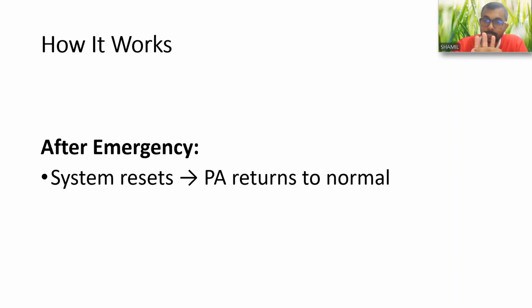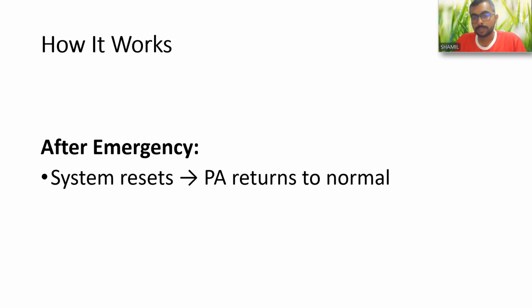So we have seen three situations. One is during normal condition. In the normal condition, the PA will be playing its own content, and the fire alarm system will continue monitoring the situation. When the fire is detected, the fire alarm signal will be activated, and it will send a signal to the public address system, and the PA will override all other audio and will start playing the emergency evacuation messages, which will be either pre-recorded or live messages.